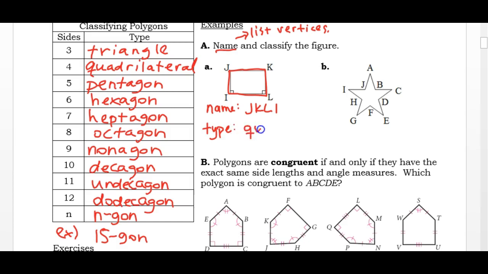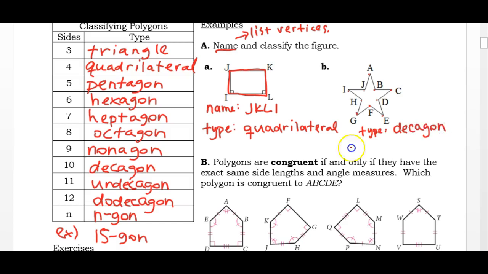When I'm asked to classify, that means I want to say what type of polygon it is. This is a quadrilateral. I could get more specific, but we're not going to talk about that until later in this chapter, because it could be a square or a rectangle or parallelogram, but this type is quadrilateral because it has 4 sides. The next one, if I count my vertices or my sides, I have 1, 2, 3, 4, 5, 6, 7, 8, 9, 10. This is a 10-sided shape, so we call 10-sided shapes decagons.